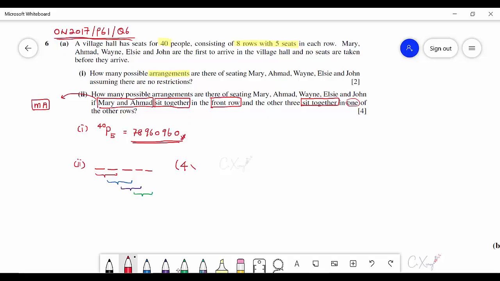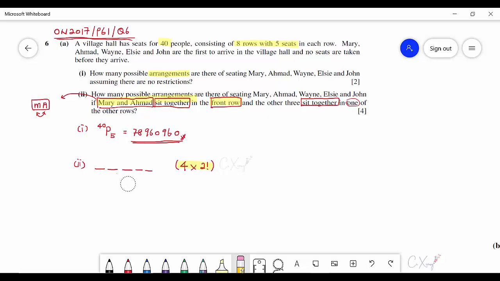After that, you need to consider that Mary and Ahmad can actually exchange their position. When two persons can exchange their position, it is 2 factorial. So this is for Mary and Ahmad sitting together in the front row. Okay, done with Mary and Ahmad.